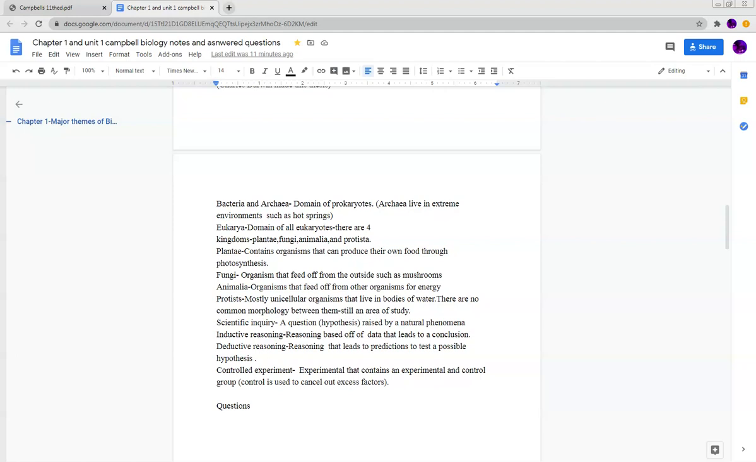In fact, they're basically just unicellular or mostly unicellular organisms that live in bodies of water. So there's no common morphology between them, and it's still an area of study. Some protists are actually more closely related to the other kingdoms than they are to other protists. So just know that if it's not animalia, plantae, or fungi, then it's a protist. So don't worry about protists too much.